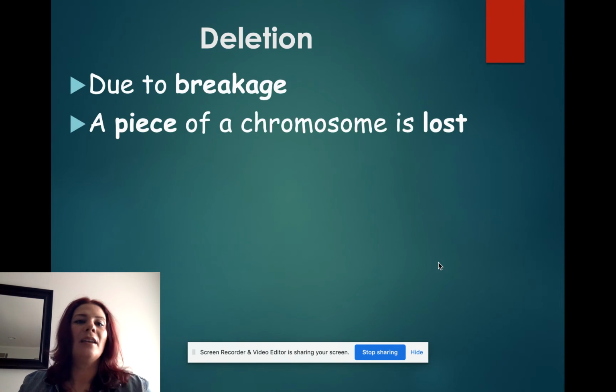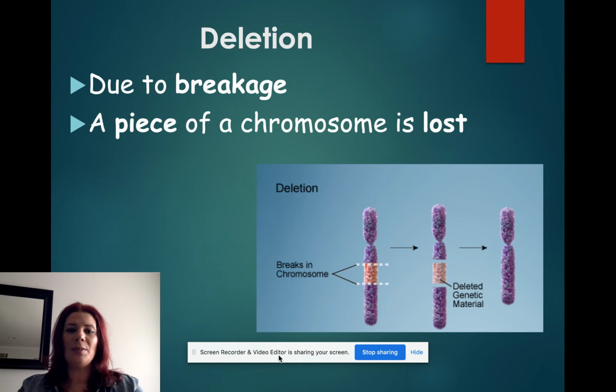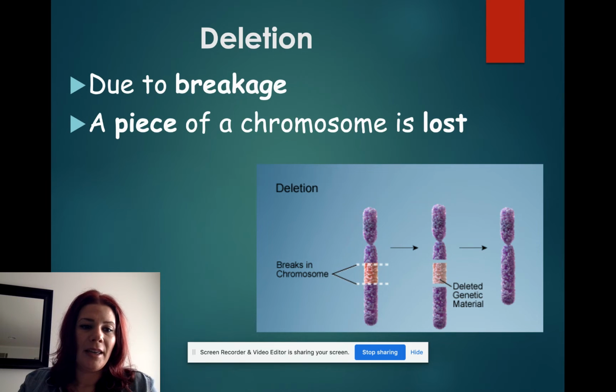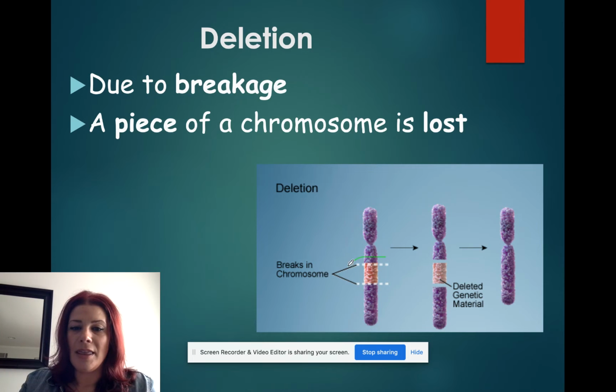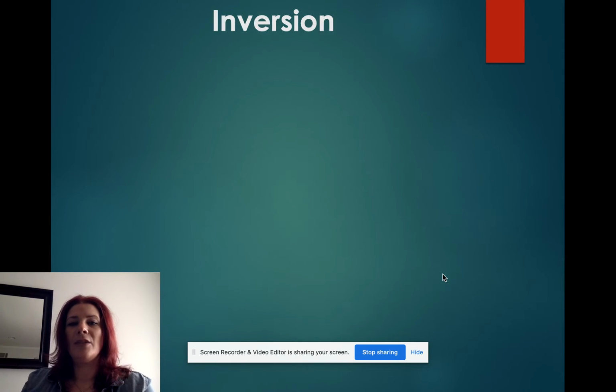So deletion, again, part of the chromosome breaks off, so it gets kind of lost. I showed you in this picture, what we have here is, let me get my pen over here. This whole piece in this chromosome, gone. So eventually we end up with this. Where did this information go? We don't really know. And I'll talk about that in a minute as well.